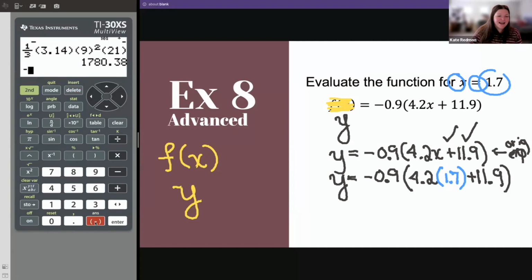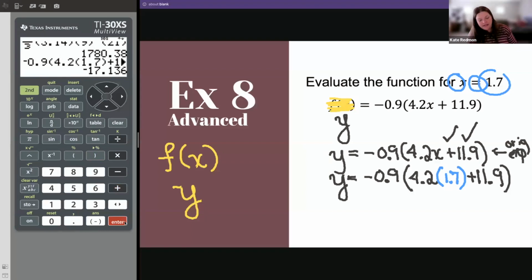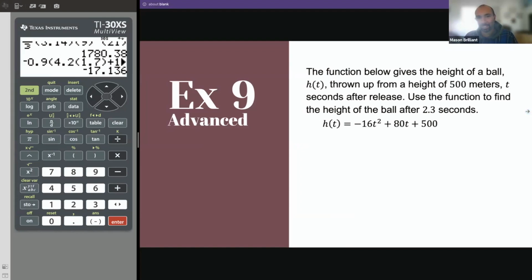Here we go. Negative 0.9. Open parentheses. 4.2. Open parentheses again to times it by 1.7. Close the parentheses on that multiplication. Plus 11.9. Close the parentheses on that grouping. And I get that y is equal to negative 17.136. Sweet. Last one, same basic skill, but now I'm just trying to scare you with everything I got.